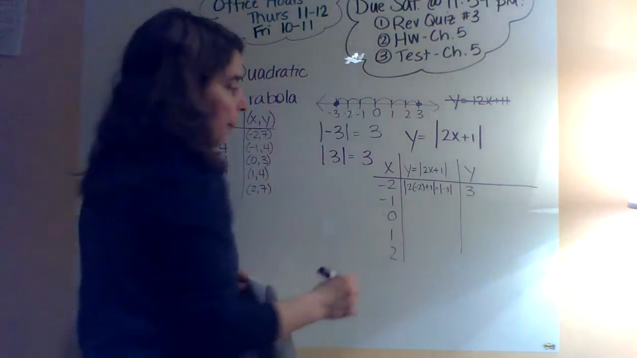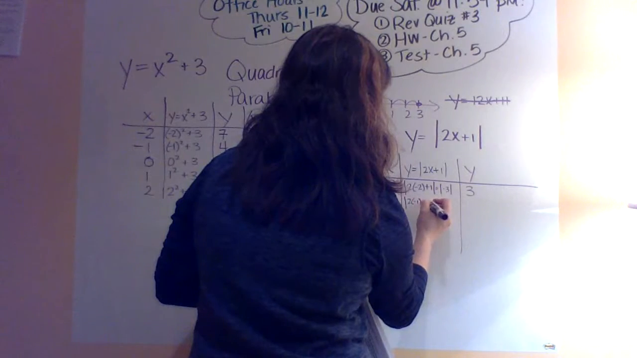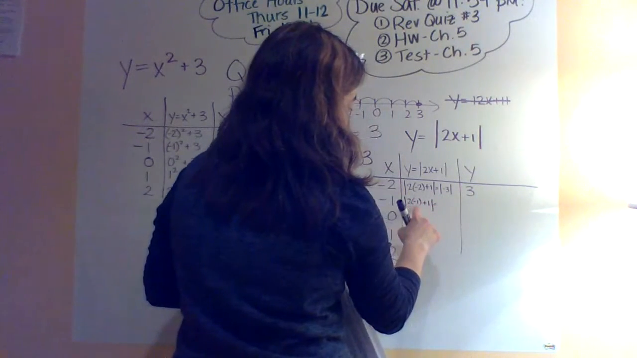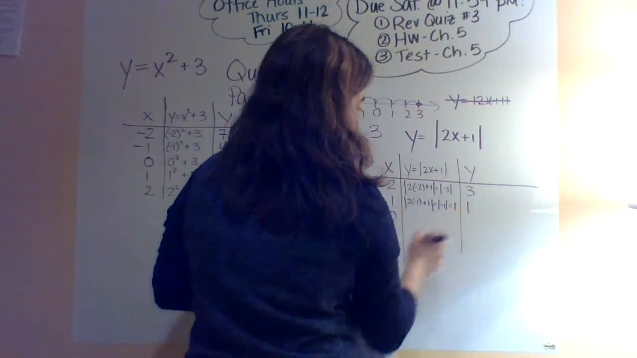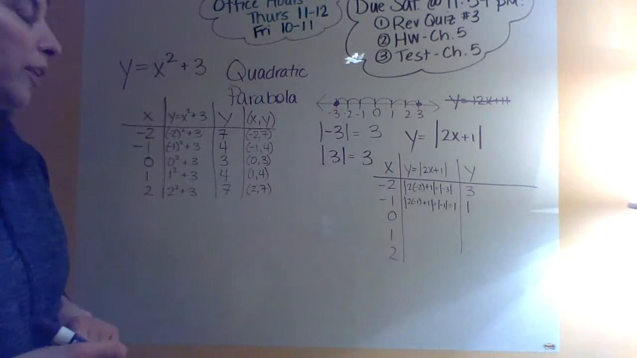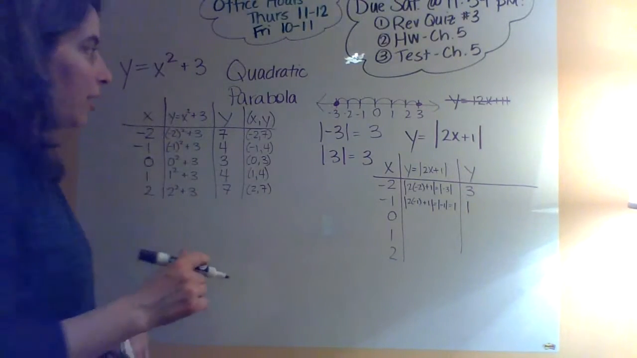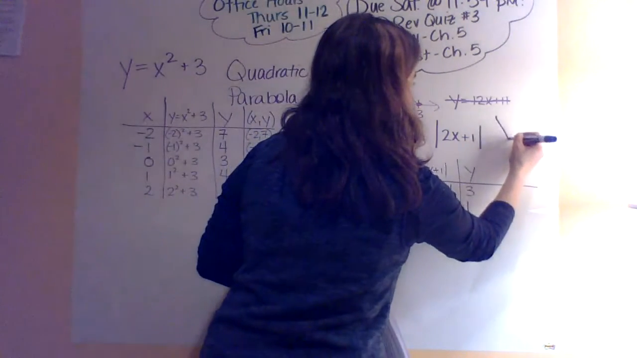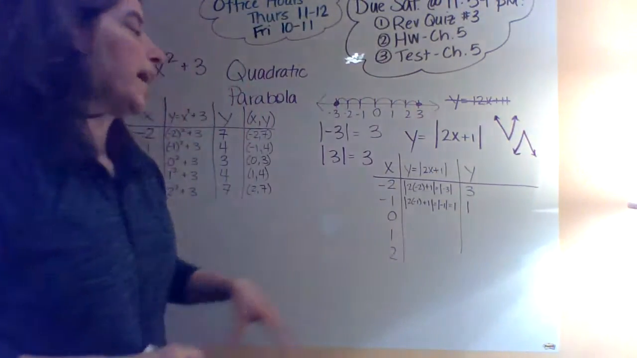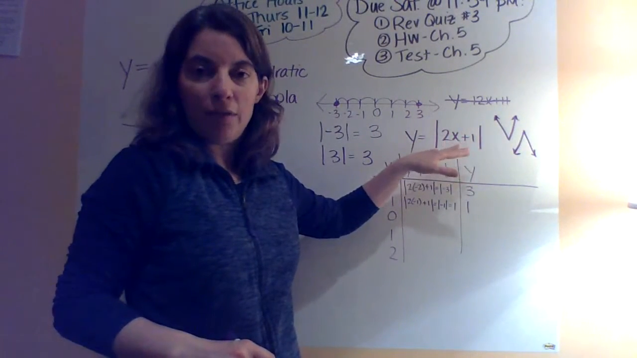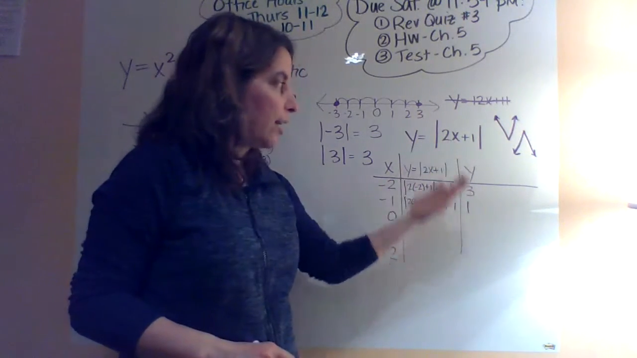Okay, let's do one more. -1. So absolute value of 2 times -1 plus 1 is -2 plus 1, which is -1. Absolute value of -1 is just plain old 1. So I have 2 points there. I'm going to have you do the rest of this and graph it on your own. I will tell you that an absolute value equation, think of the V for value, that's the shape it will make. Again, up or down depends on the positive or negative here. Yours is going to be up. So go ahead and finish this chart and graph it.